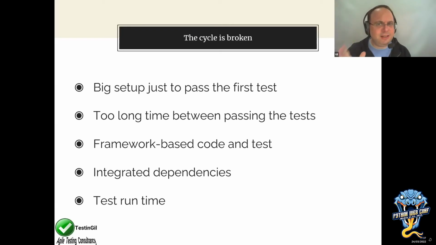And that has a very big psychological effect for people who have been doing TDD for a while. They don't have any patience. They don't like to wait until they get this kind of feedback. So in order to pass, first of all, I need to have like a big setup. And that's just to pass the first test. Then I'm moving to another one, and I need to have a big setup for that as well. And I have to wait a long time between passing tests, like the development time. So this kind of pulls people out of the cycle.